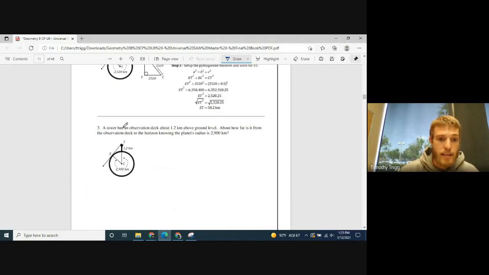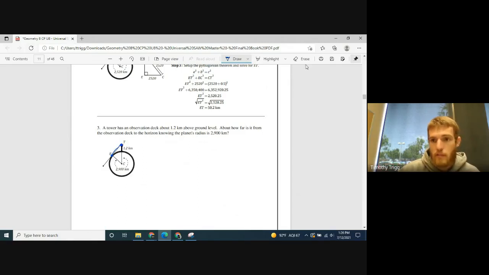So it says a tower has an observation deck about 1.2 kilometers above ground level. So you can see the height of the tower in this case is 1.2 kilometers. About how far is it from the observation deck to the horizontal, knowing the planet's radius is 2,900 kilometers? So we're looking from the top of the observation deck to point E, right? So we want to know what's that viewing distance there.